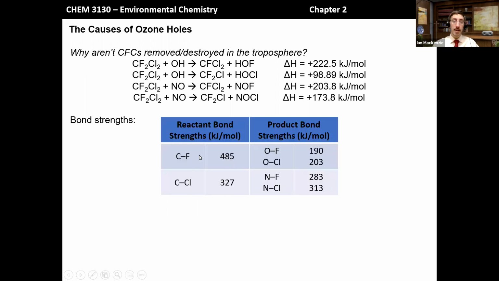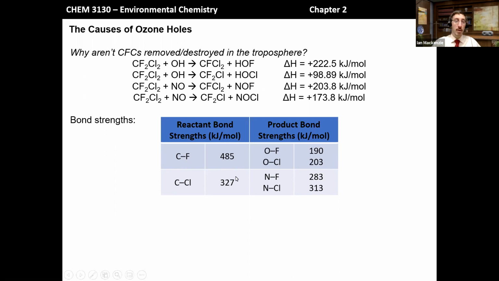So on the reactant side, I'll notice the bond strengths for a CF bond or a CCl bond are fairly strong, 485, 327. These are fairly strong bonds, particularly the CF bond. If I compare that to the OF bond or the OCl bond, these are now significantly weaker, sometimes even less than half the strength of the CF bond. So if the bond strength on the reactant side is stronger than the bond strength on the product side, the reaction's not going to be favorable to go in that direction.